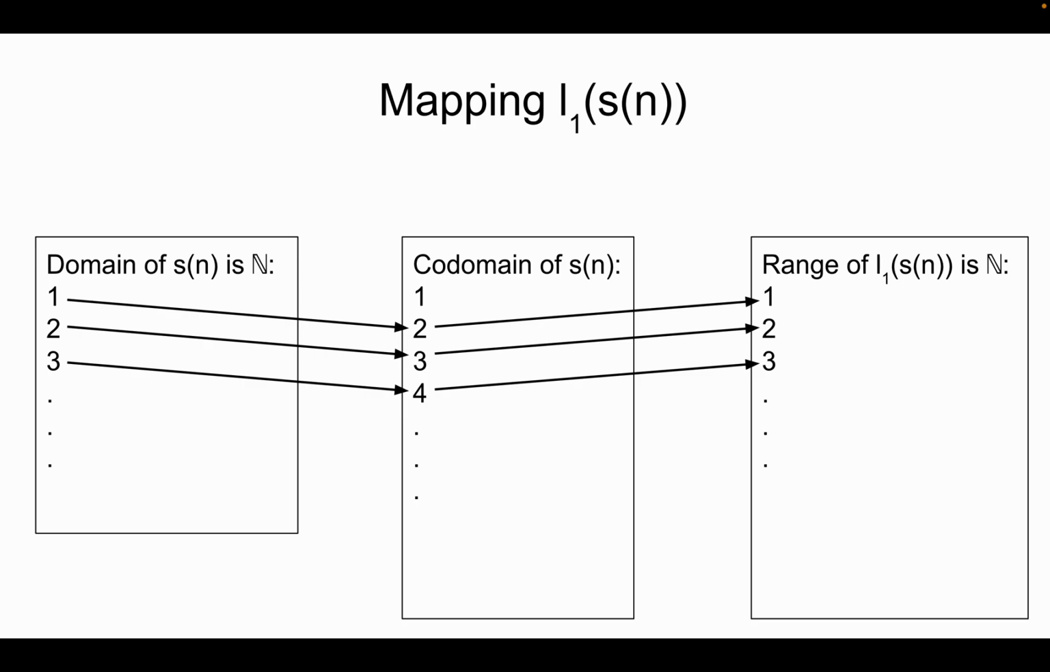So you can kind of see that, as we go through this progression, we're going to map to every single number in N with our range of L sub 1 of S of n. And so L sub 1 should work as a left inverse for S of n.